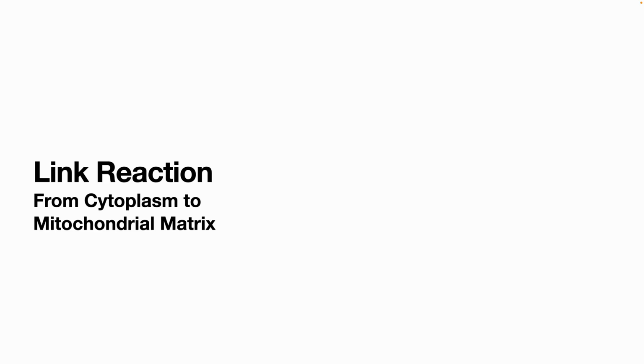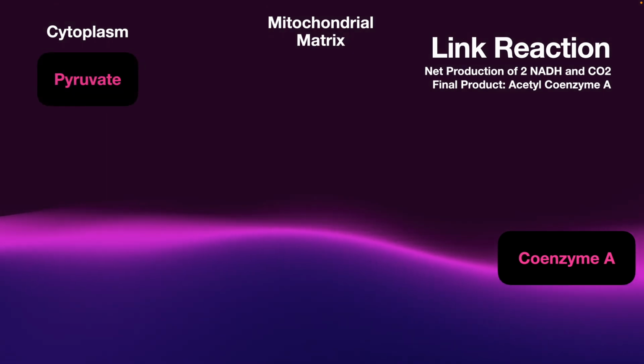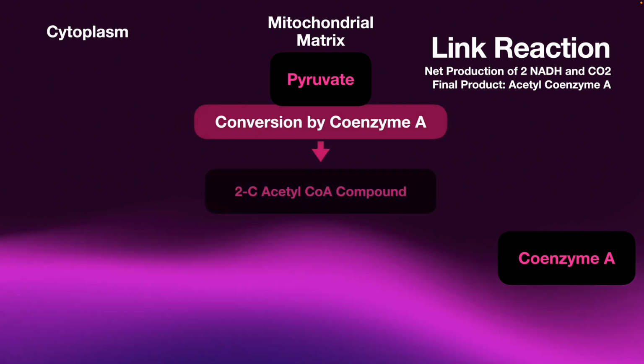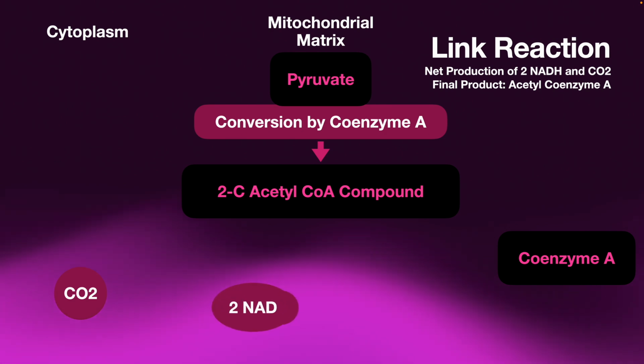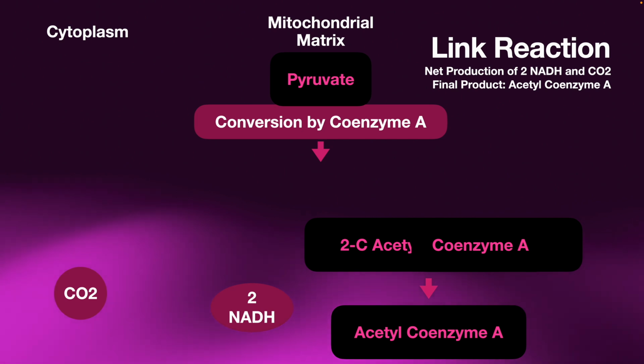Next is the link reaction, from cytoplasm to mitochondrial matrix. The 2 pyruvate molecules will be used. The pyruvate molecule first moves to the mitochondrial matrix, and it is converted by coenzyme A and transforms into a 2-carbon compound. It loses 1 carbon dioxide along the way, and hydrogen to form NADH, 2 molecules of NADH, and 1 carbon dioxide.